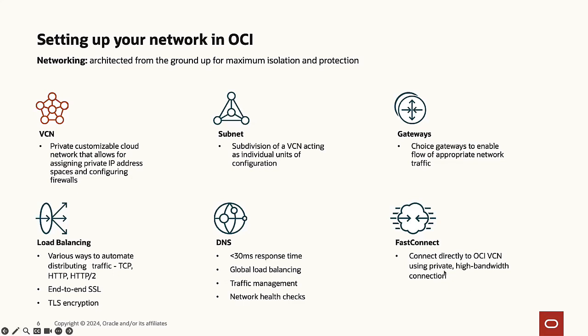FastConnect, this is one of our connectivity options. This essentially allows you to connect directly to your OCI virtual cloud networks with a dedicated private line. It's going to be a high bandwidth connection, a dedicated virtual circuit. It's going to provide a predetermined path for data movement, avoiding collisions, packet ordering, and any security and latency issues that are inherent with data transfer over the public internet.